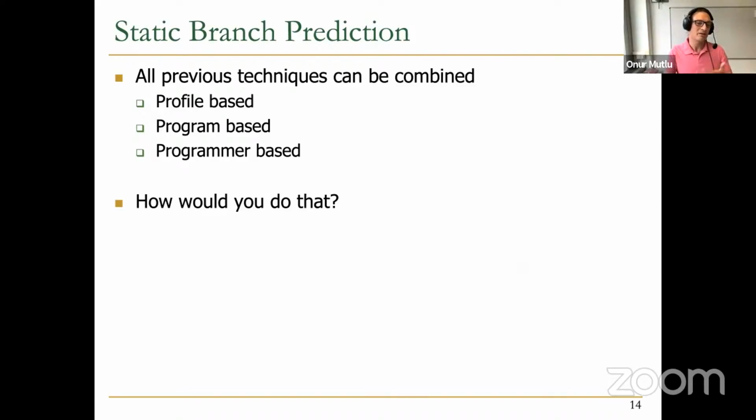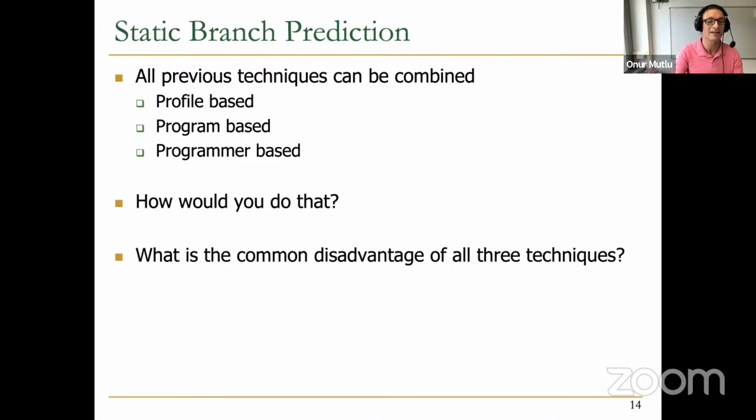Profile, program, and programmer-based. They may be contradicting each other, right? This is actually a tough nut to crack, let's say. If the programmer says likely taken, if the profile says likely not taken, and if the heuristics say something, I don't know what it is, then how do you decide which hint bit to encode, taken or not taken? I'm not going to go into the details of it clearly, but there's some research that was done on that topic.